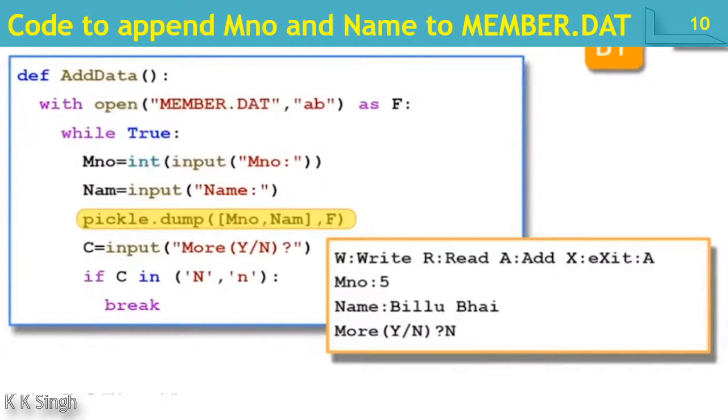So over here, we have discussed how to write the information onto the file in binary mode, how to read the information from the binary file, and how to append or add the information to the binary file member.dat.